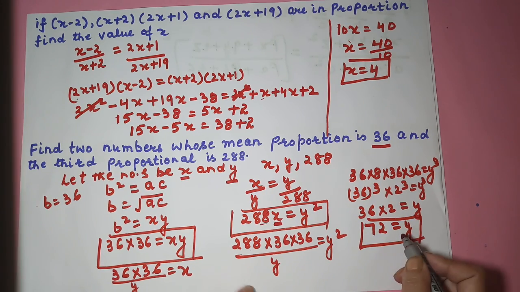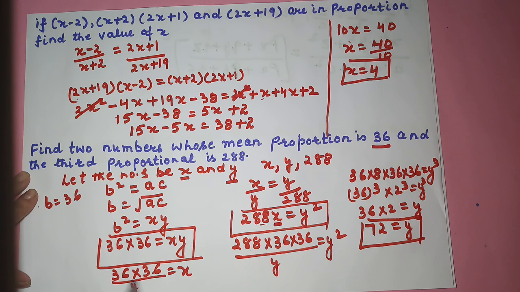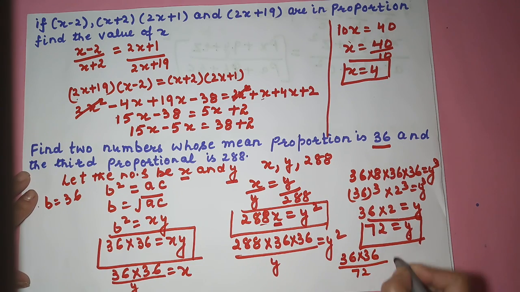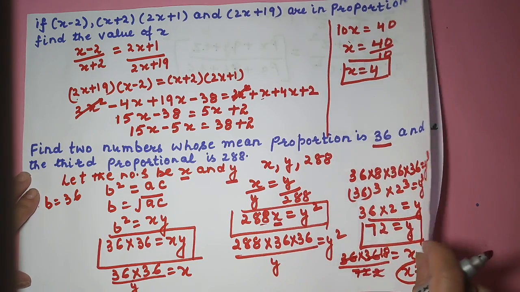Now, you need to find the value of x. So, let's choose this equation only. We'll go here and substitute the value of y as 72. So, 36 into 36 divided by 72 is equal to x. 36 2s are 72, so 18. So, I got the value of x as 18. That's how you have to do such questions.